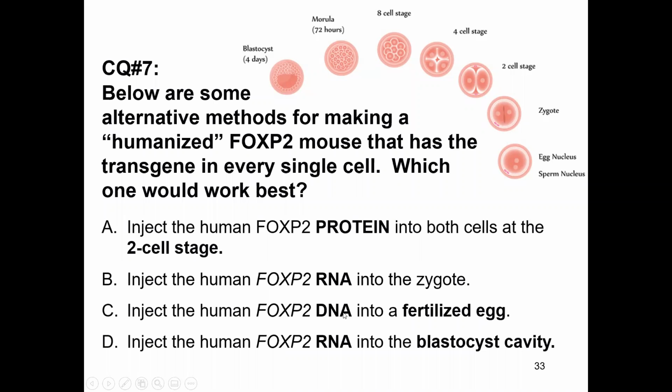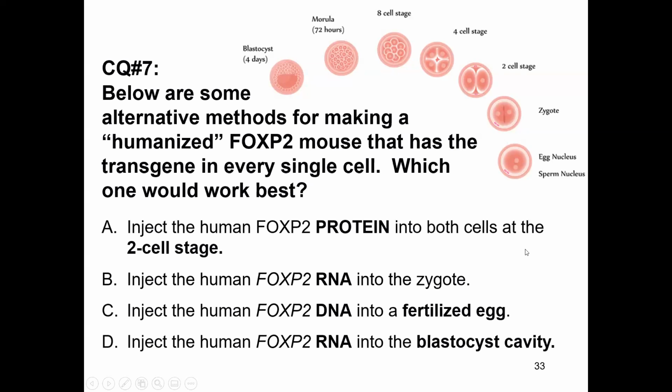And now if you give it DNA, it's going to pass the DNA every time mitosis happens. Every time the cell splits, it's going to pass a copy of that DNA to the daughter cells. If you put in RNA, that RNA would be translated into protein, but it would not get passed to future cells. Remember, RNA gets degraded quickly. It's supposed to be temporary. And if you just put in protein directly, now nothing's going to get passed to the next generation of cells. So that's going to be gone really fast. So we want to inject human FoxP2 DNA into a fertilized egg.